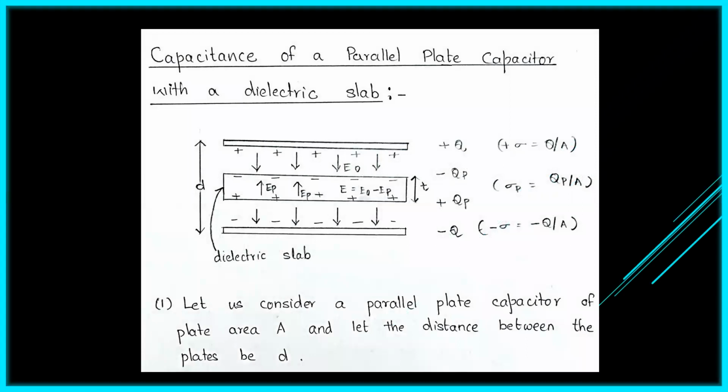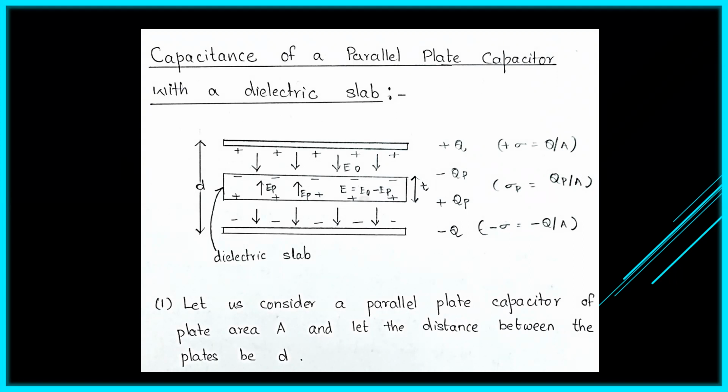You can clearly see here, this is the picture of a parallel plate capacitor with a dielectric slab in between the plates. Top plate has a positive charge plus Q. Bottom plate has a negative charge minus Q. In between, we have kept a dielectric. The dielectric has a thickness small t.